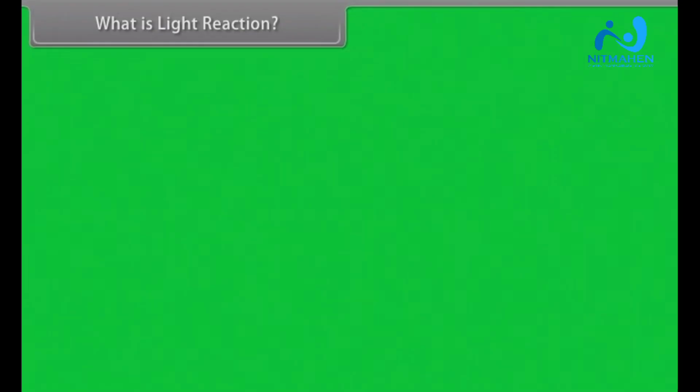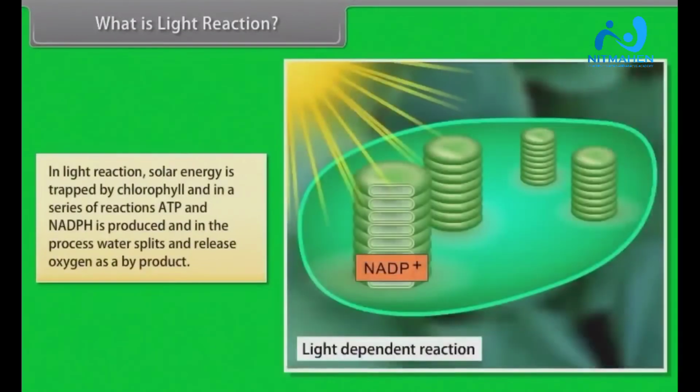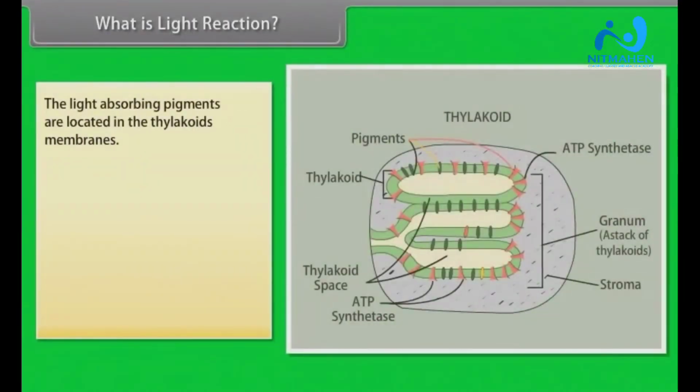What is light reaction? In light reaction, solar energy is trapped by chlorophyll and, in a series of reactions, ATP and NADPH are produced, and in the process, water splits and releases oxygen as a byproduct. The light-absorbing pigments are located in the thylakoid membranes. Chlorophyll P680 and P700 are present in these membranes.